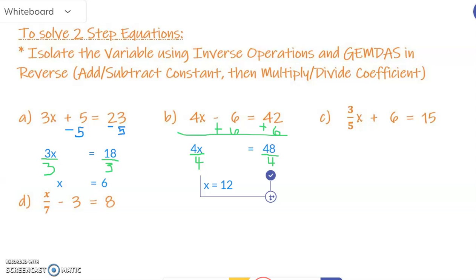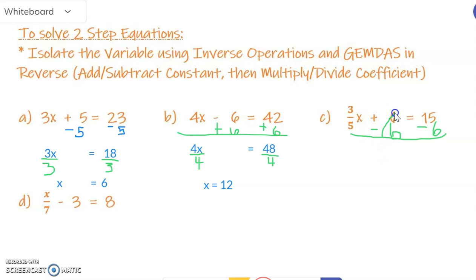Alright, let's take a look at the next one. Okay, so over here we've got 3/5 x plus 6 equals 15. We're going to start with the constant, so we're going to subtract 6 from both sides. Okay. And when we do that, we end up with, probably not going to be able to do the fraction.